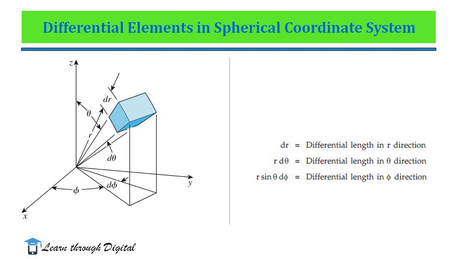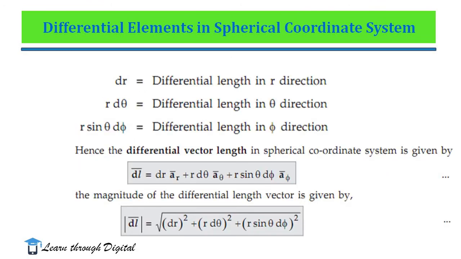The differential length in the r direction is dr. The differential length in the phi direction is r sin theta d phi. The differential length in the theta direction is r d theta. The differential length vector dl is equal to dr a_r vector plus r d theta a_theta vector plus r sin theta d phi a_phi vector. The magnitude of the differential length vector, modulus of dl, is equal to root of (dr)^2 plus (r d theta)^2 plus (r sin theta d phi)^2.